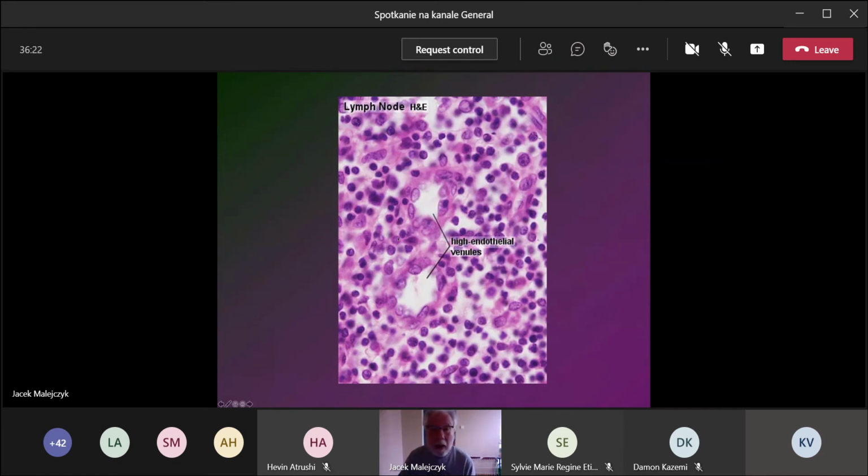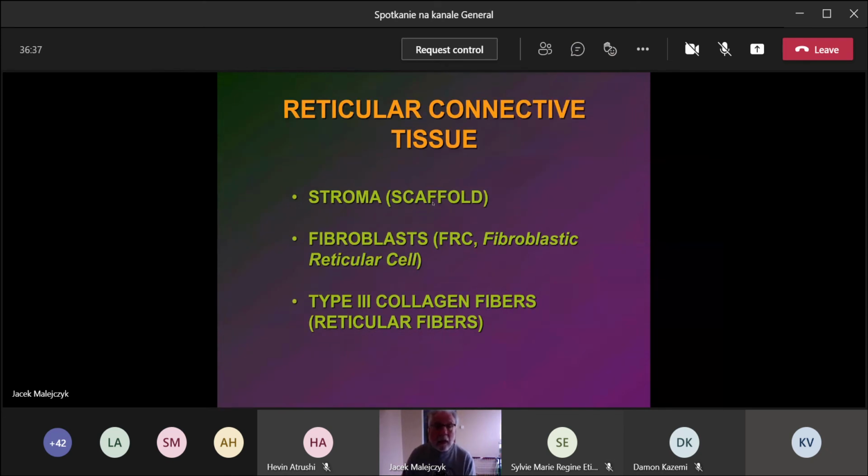This is why we call this special type of vessel high endothelial venules. These high endothelial venules are specialized in transmigration of the lymphoid cells from the lumen to the territory of the organ, and from the organ to the blood.